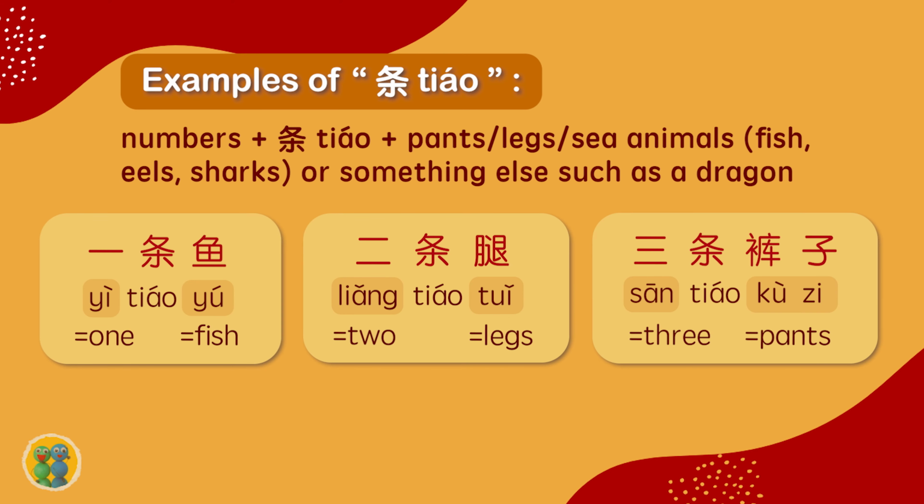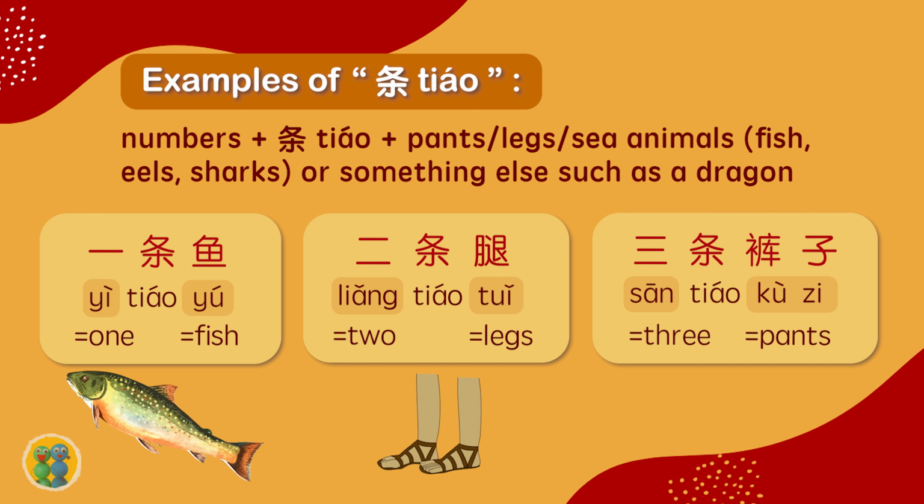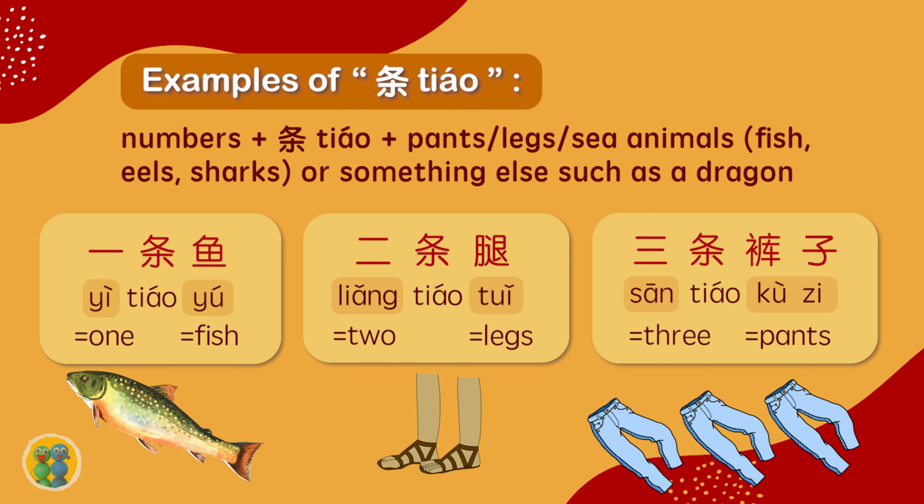Examples of 条. 一条鱼, 一 means one, 鱼 means fish. 两条腿, 两 means two, 腿 means legs. 三条裤子, 三 means three, 裤子 means pants.